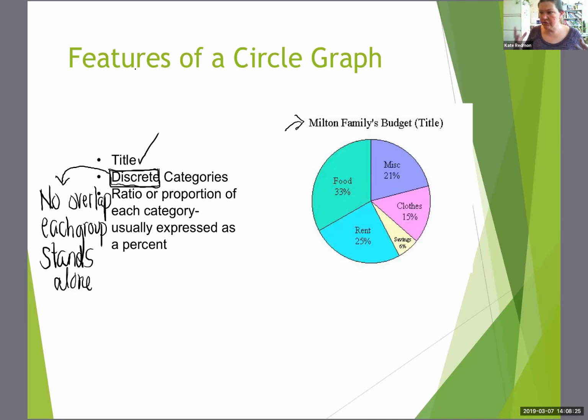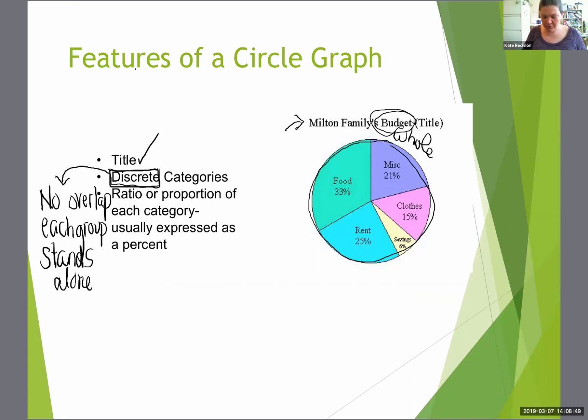Like I said, a circle graph shows you a piece or a part of a whole. So the circle, the entire circle, represents the whole. So the whole what? Well, in this case, refer to the title to know what I mean of the whole. In this case, that circle refers to the whole Milton family budget, the whole thing. And then each piece or part we can see is a portion, a ratio of a whole.